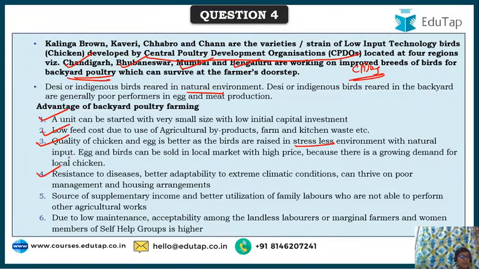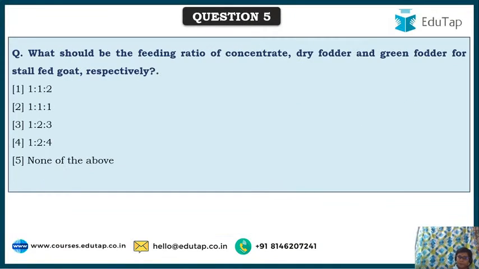And resistant to disease also, more because of the hardy nature of our desi or indigenous birds. Source of supplementary income to the farmer without much energy input. And due to low maintenance and also acceptability among the landless laborers or marginal farmers and women members, even self-help group people, they are taking up this backyard poultry farming these days. So this is about poultry farming.